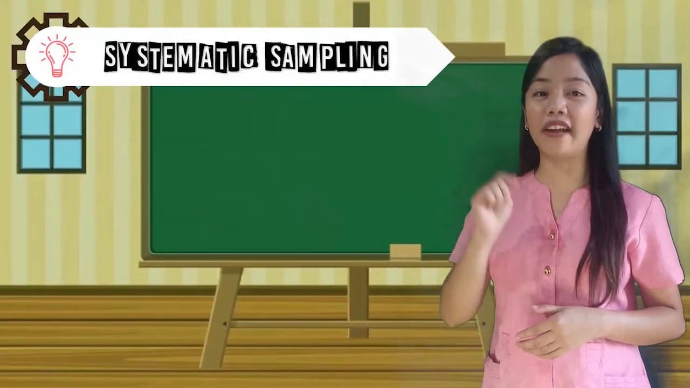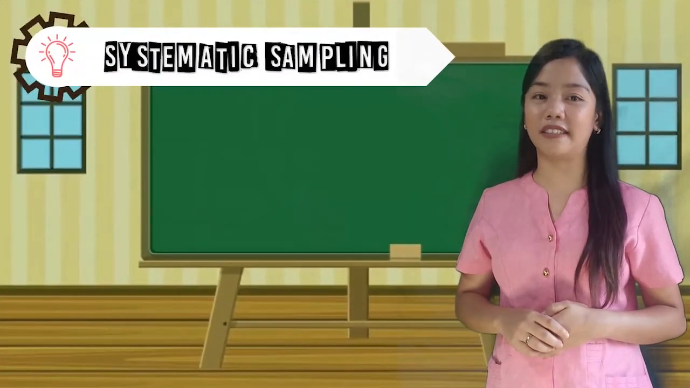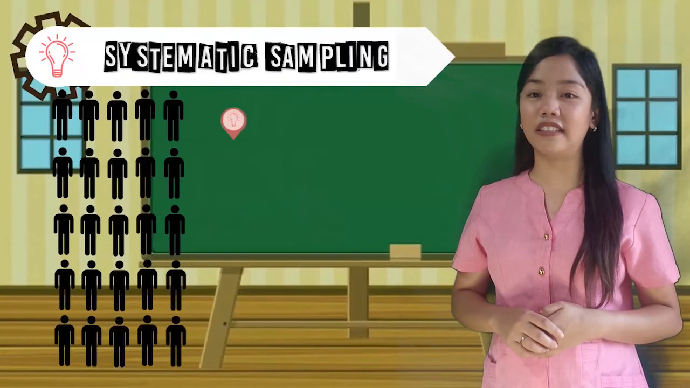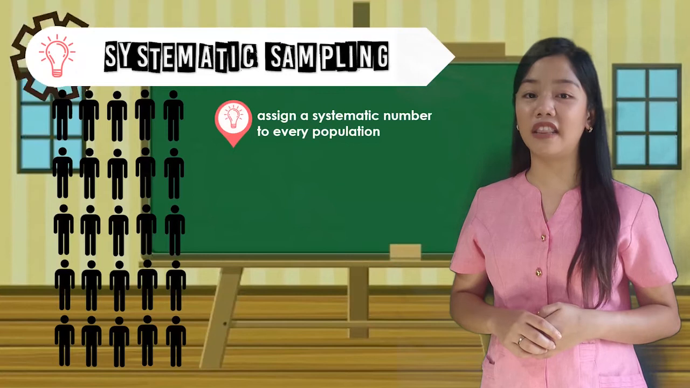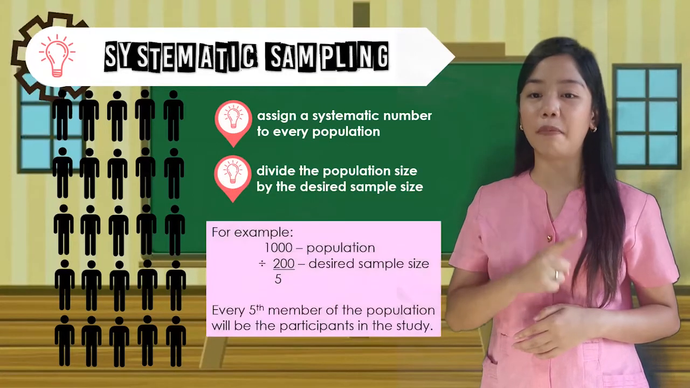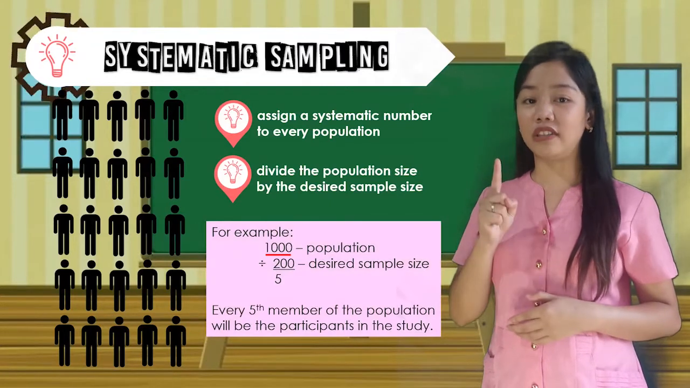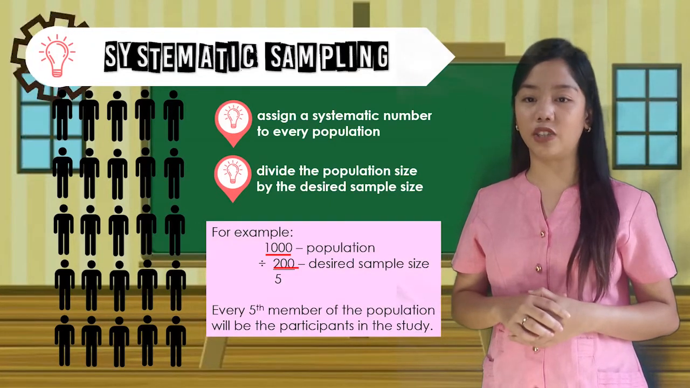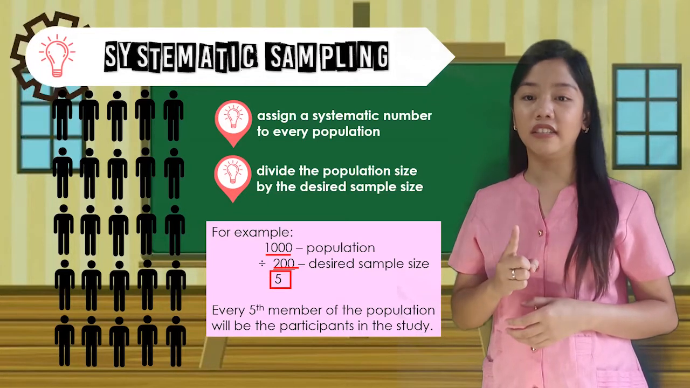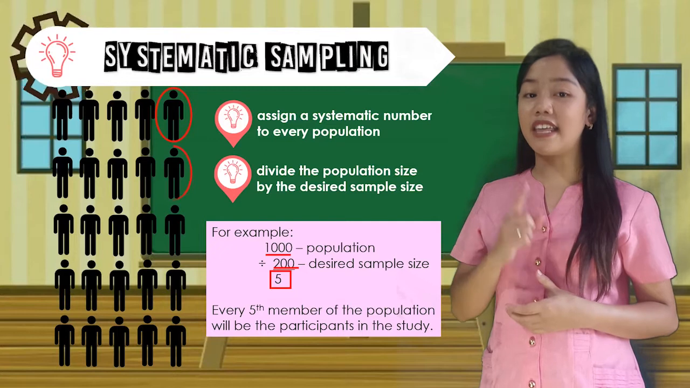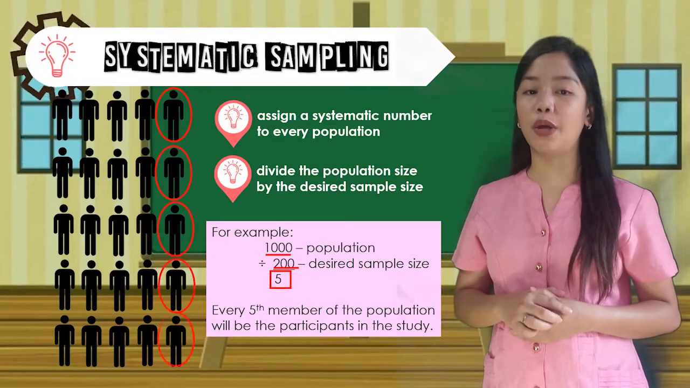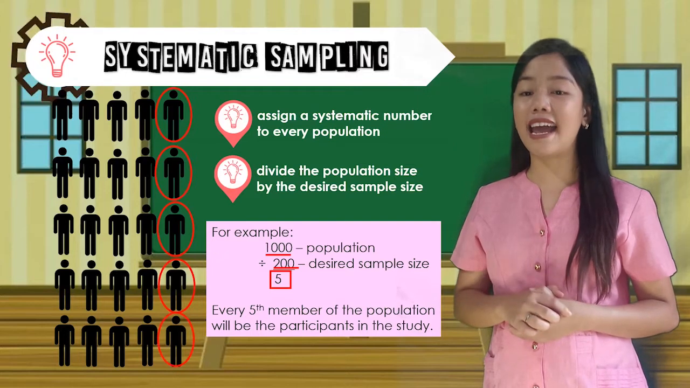And for the fourth one, we have the systematic sampling. This is a method of selecting every nth member of a population. To get this, you have to divide the population size by the desired sample size. Let's say 1,000 is the entire population, and the desired sample size is 200. That would be 5. This means that every fifth member of the population will be the participants in the study.